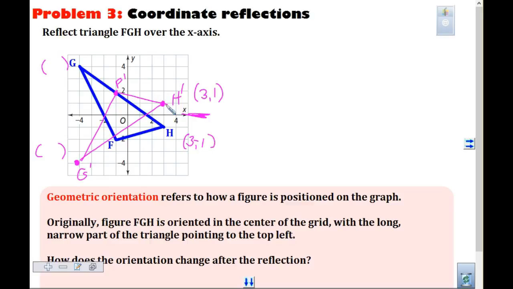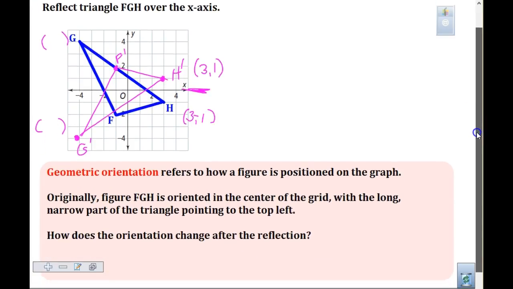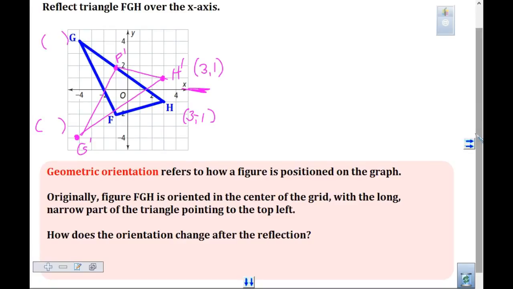All right, so when we talk about the orientation, it's how it's positioned in the graph. It says FGH is oriented at the center of the grid, a long, narrow triangle pointing to the top. So I like to think when I think of this orientation, if we go in alphabetic order, we'd start with which letter up here? G.